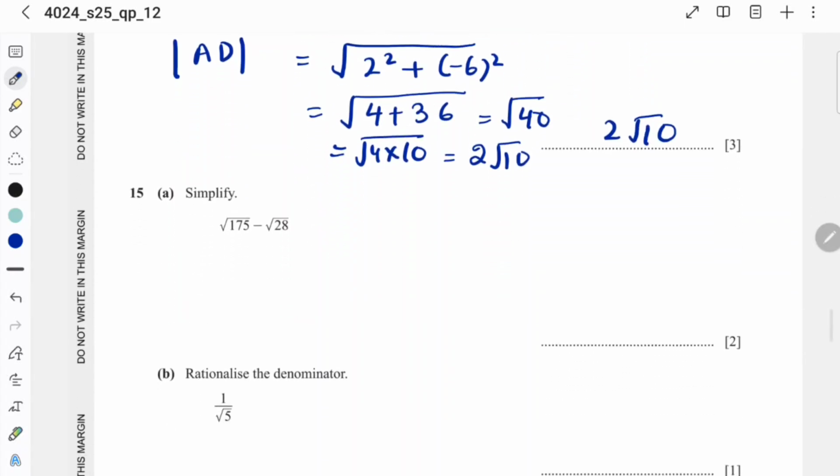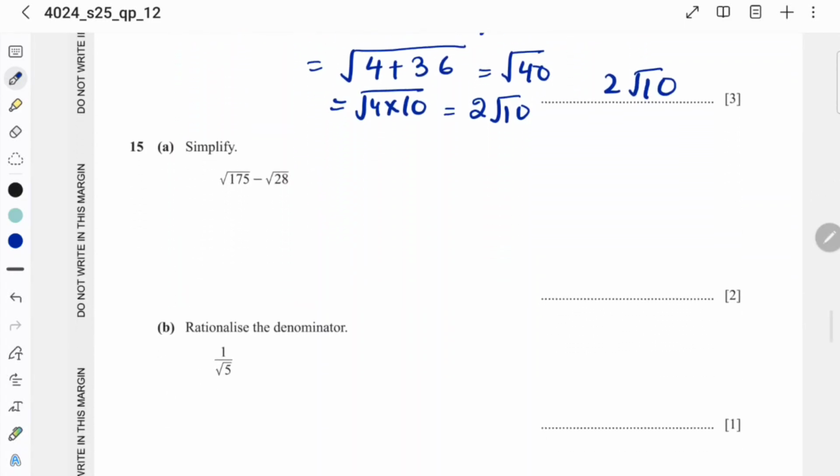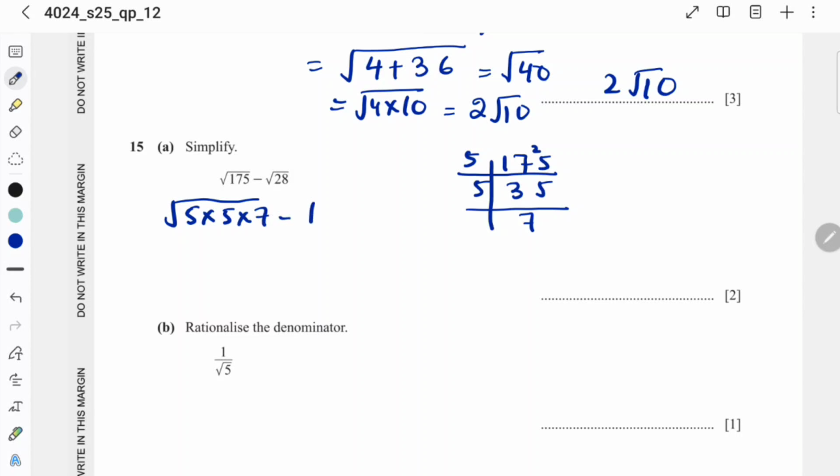Alright, now simplify question number 15. Simplify square root of 175. So 175, when I check, it goes in the 5 times table. 5 times 3 is 15, 5 5s are 25, 5 7s are 35. So that is equal to 5 into 5 into 7, minus 28.